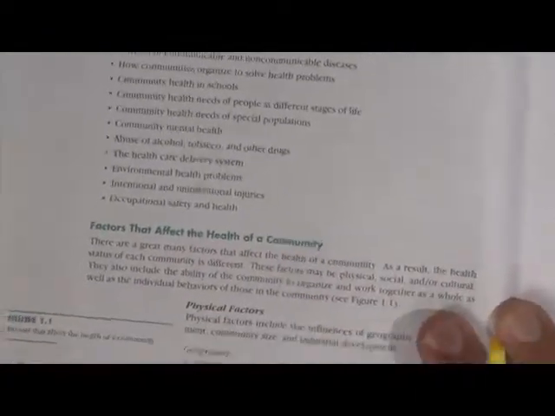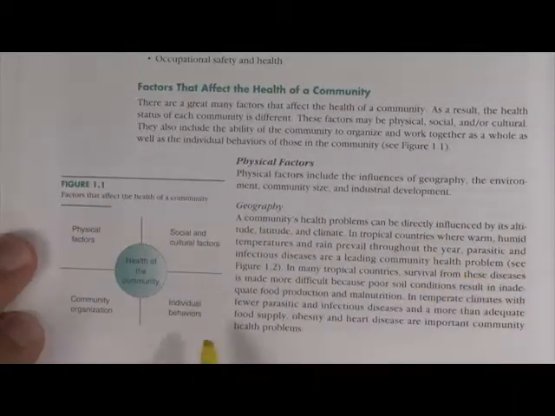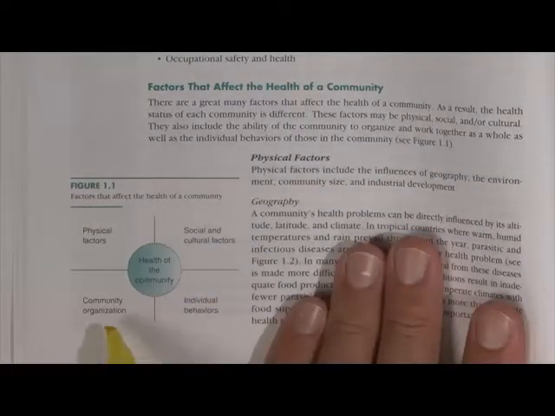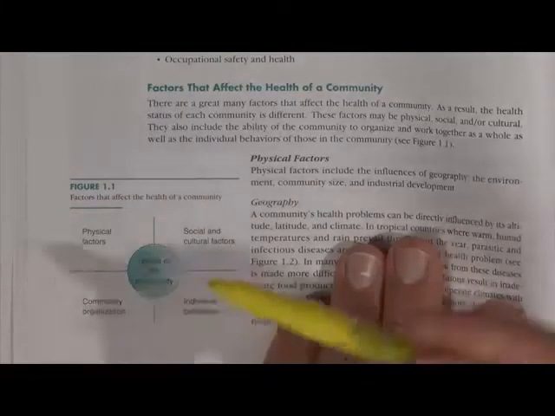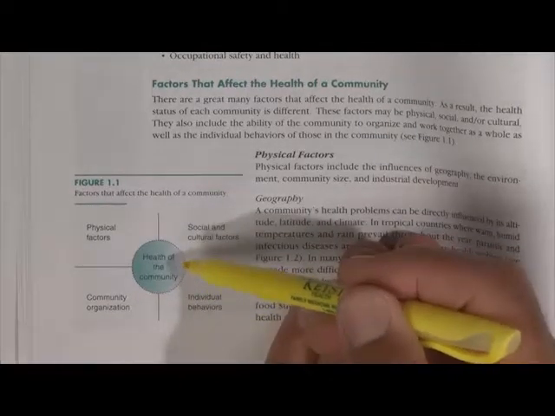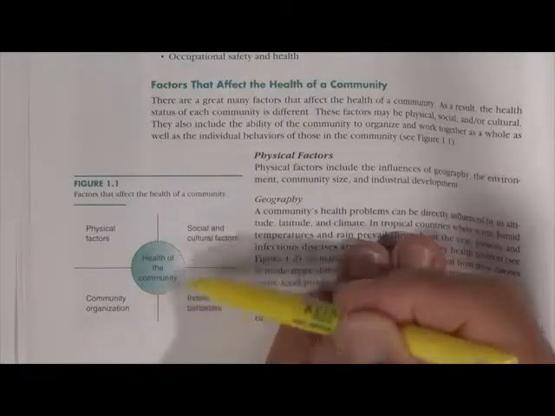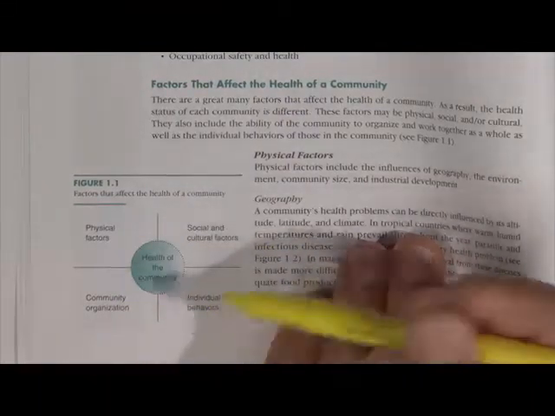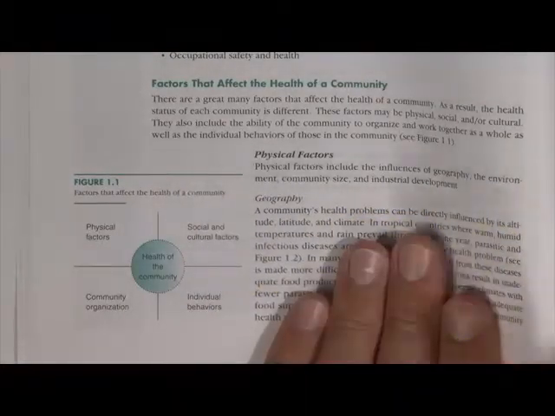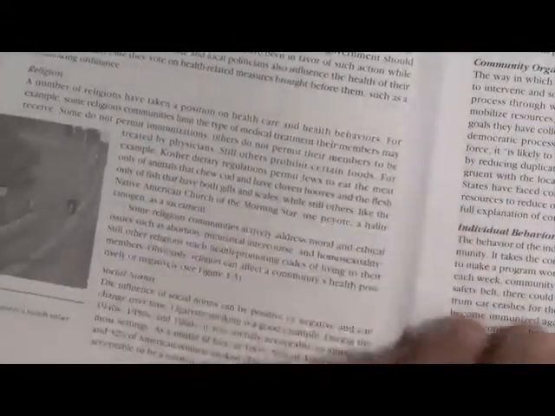Now on page 8, you're going to see at the bottom of that, figure 1-1. This is one of these figures that you just have to be able to explain. Physical factors, social and cultural factors, community organization, individual behaviors. All this determines the health of the community. This is one of those where someone can stop you in the hall, ask you to explain this, and you need to have a couple of minutes to explain how all these factors work together. It's that important to the process that we're going through. In the next few pages, we'll explain each one of those areas.